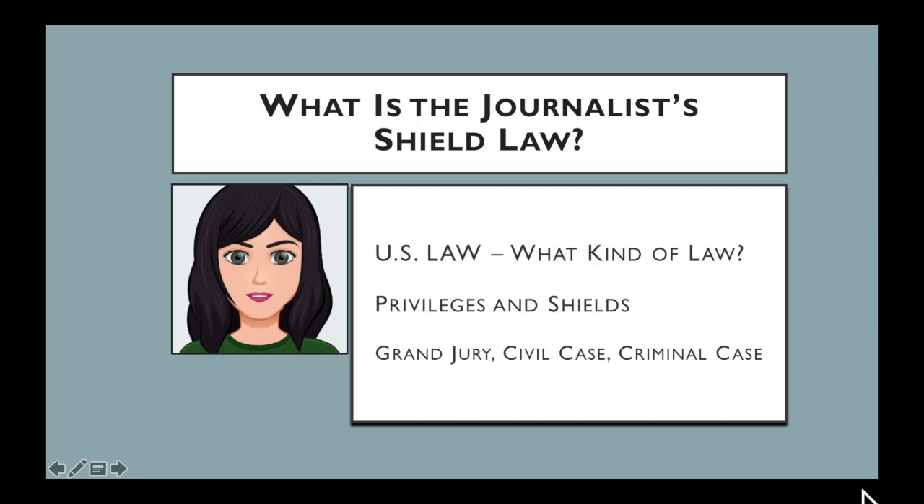So if it's a grand jury case, there is United States Supreme Court law that says in the case of a grand jury, which is a particular type of proceeding, the journalist cannot assert a privilege or a shield and has to reveal the information. That's by law. Of course, as an individual, you could not follow that law, and sometimes journalists do not. A grand jury is a particular type of proceeding.